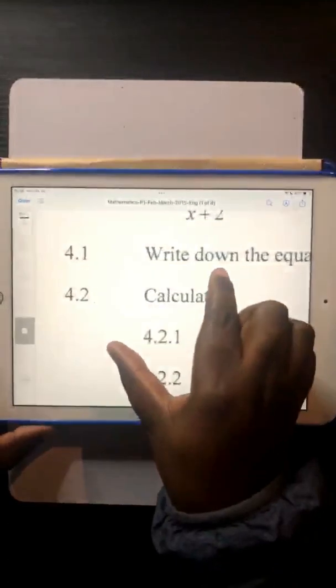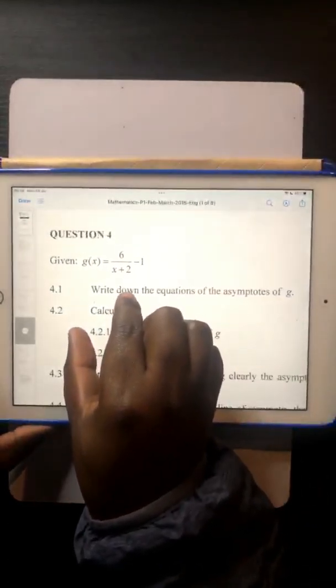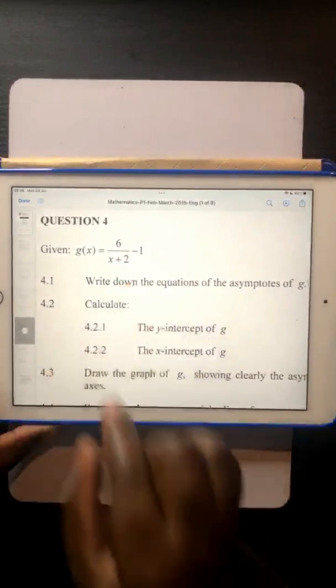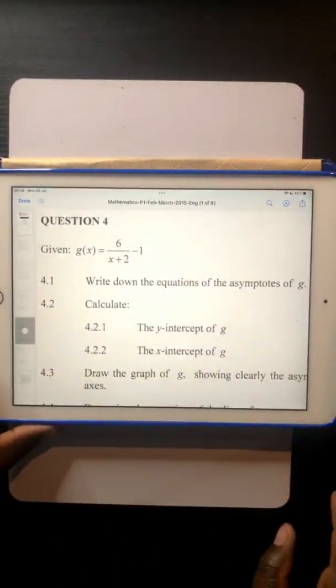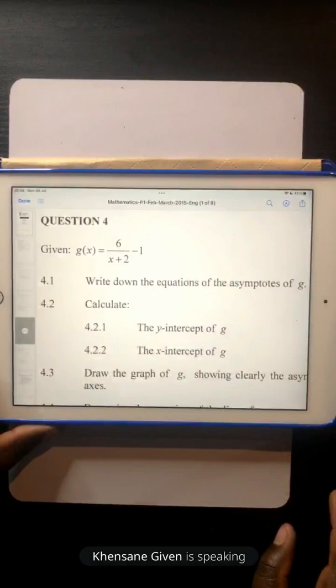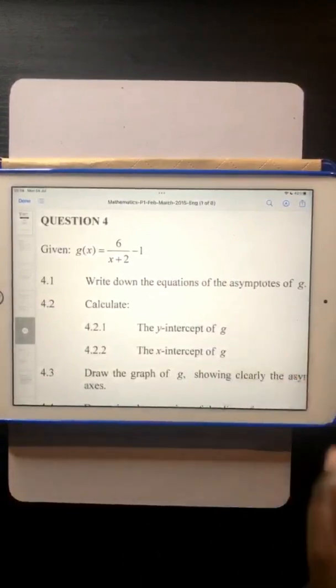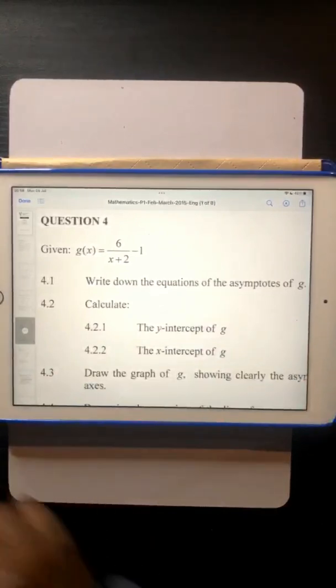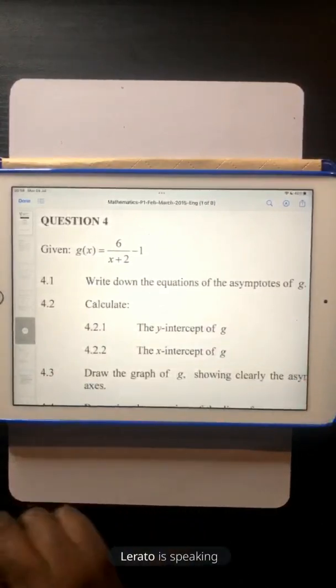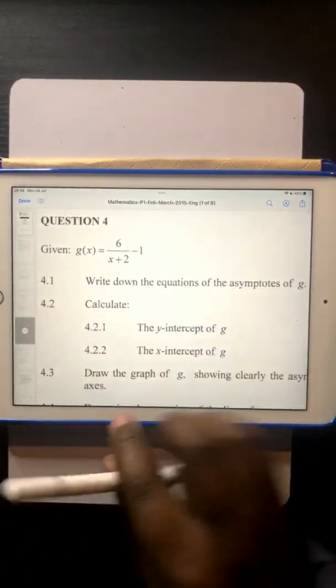So maybe if I do this, you guys can still be able to see. Can you guys still see now? Yes, sir. Now you can see. Okay, 100%. So let me quickly. Hey, someone stole my pen. Lerato, which pen is that? Oh, hey. Okay, I found it.